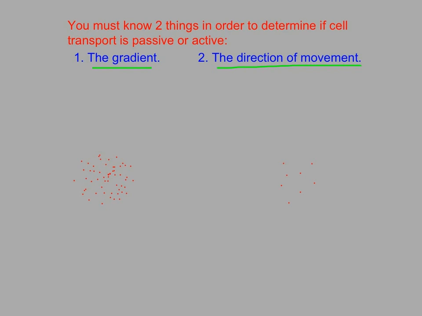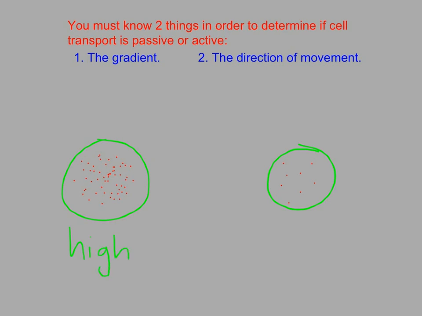So when you see these on exam questions and in the practice pretty soon, you're going to want to make sure you can see where there is more and where there is less particles, and that gives you the gradient. Where there's more is going to be a high concentration of particles, and then obviously where there's less is going to be your low concentration of particles.